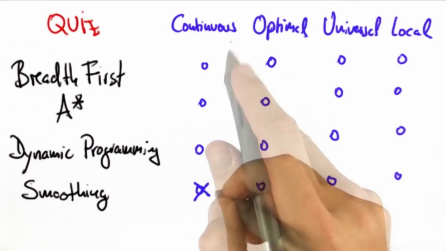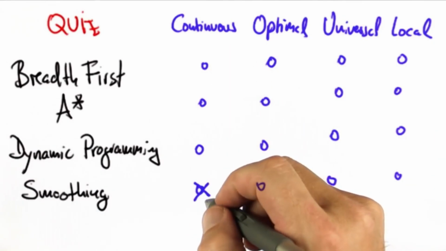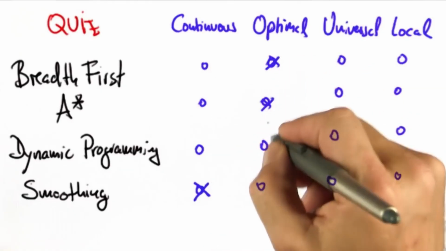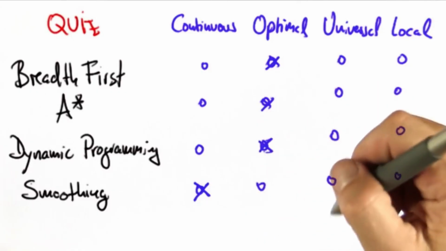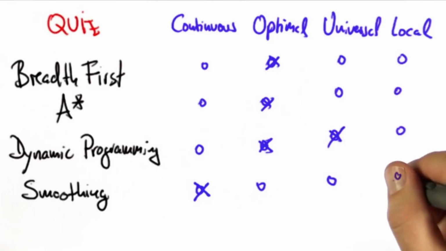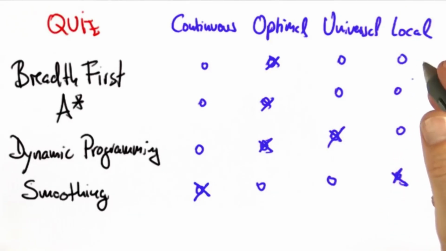Smoothing was the only planner that actually really worked in a continuous domain. Everything else was very discrete. Now breadth first, A-star, and dynamic programming all find the optimal solution. Dynamic programming is the only one that's universal. And smoothing is the only local operation, whereas those over here all optimize a global planning problem.